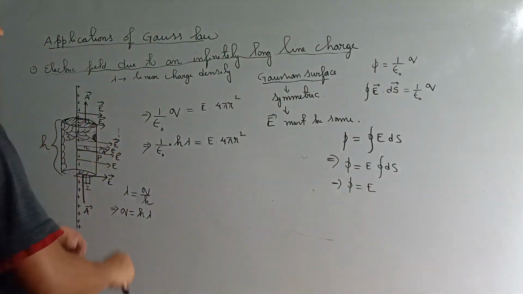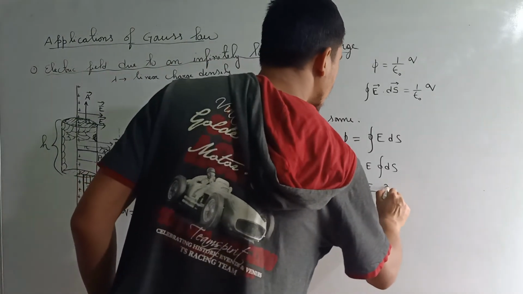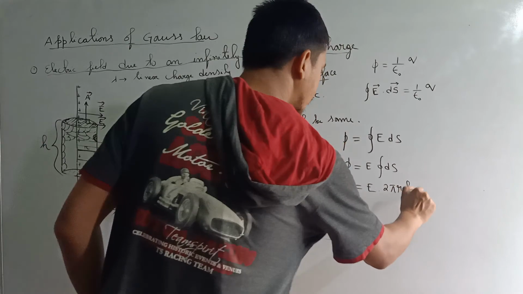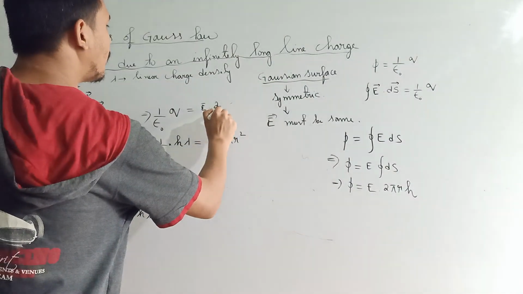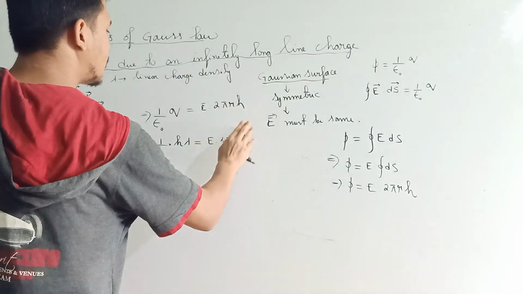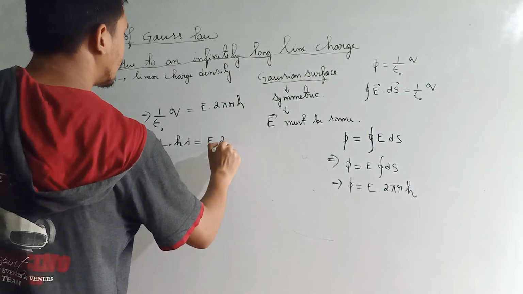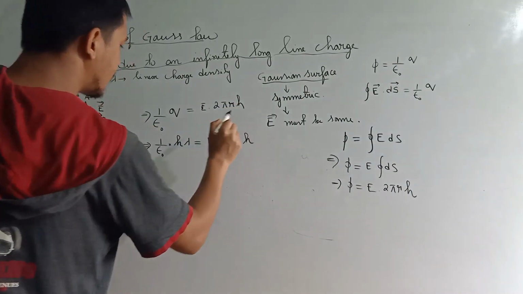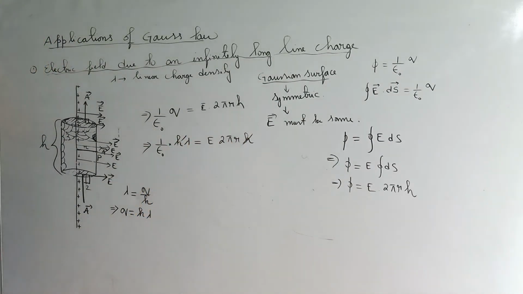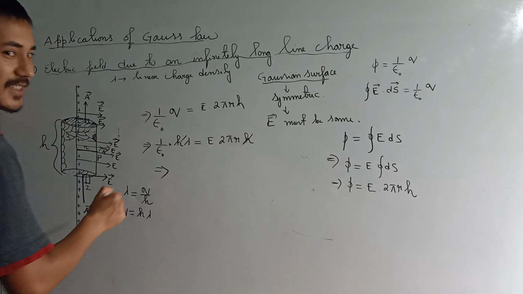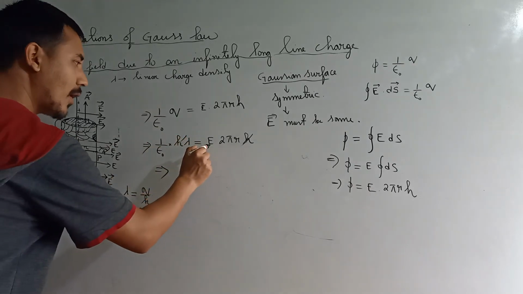Oh my god, the curved surface area of the cylinder is 2 pi r h. It's 2 pi r h. Here it is, 2 pi r h. Alright? So here h cancels out. I'm sorry for that. H cancels out. So what do you have? I want to find E.